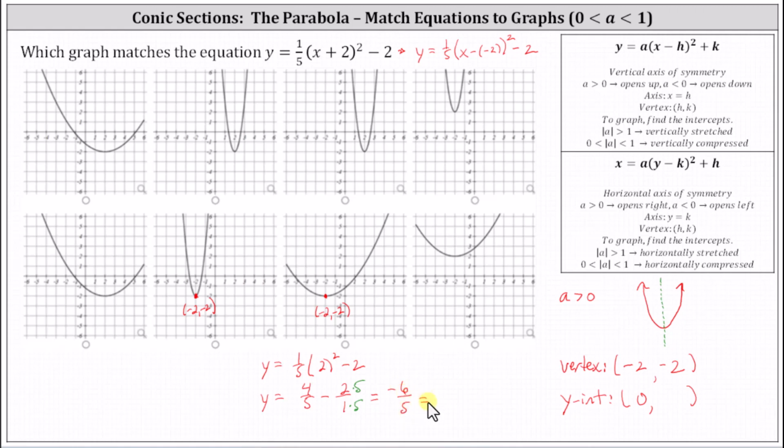If we want negative 1.2, I'm going to go ahead and use negative 6/5. So of these 2 graphs, notice only one of them has a vertical intercept of 0 comma negative 1.2, or 0 comma negative 6/5, which is this graph here on the right. Almost looks like the point is 0 comma negative 1, but it's a little bit lower. The exact coordinates are 0 comma negative 6/5, which indicates this is the correct graph for the given equation.